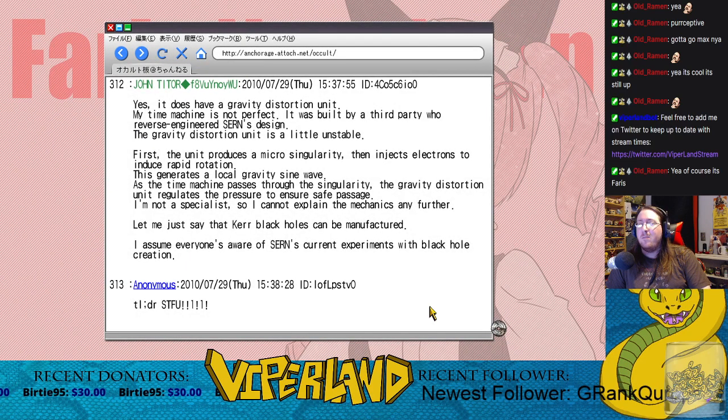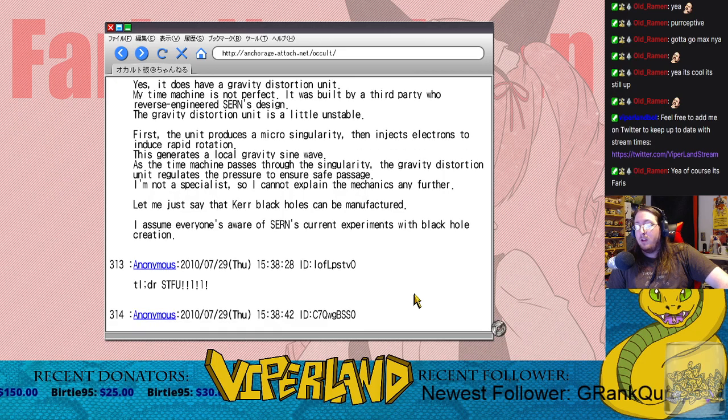My time machine is not perfect. It was built by a third party who reverse engineered CERN's design. The gravity distortion unit is a little unstable. First, the unit produces a microsingularity, then injects electrons to induce rapid rotation. This generates a local gravity sine wave. As the time machine passes through the singularity, the gravity distortion unit regulates the pressure to ensure safe passage. I'm not a specialist, so I can't explain the mechanics any further. Let me just say that Kerr black holes can be manufactured. I assume everyone's aware of CERN's current experiments with black hole creation.